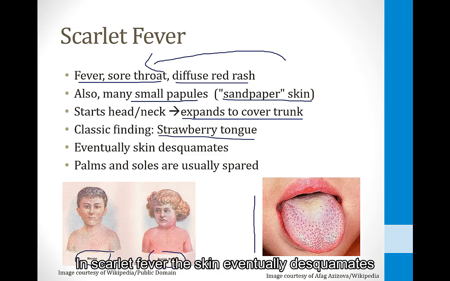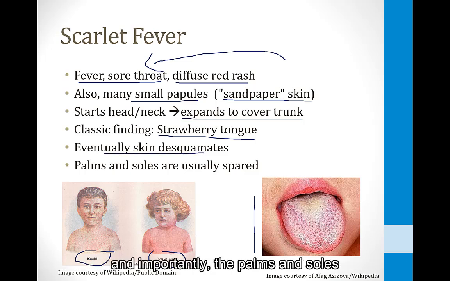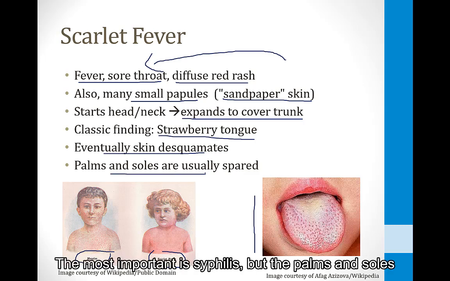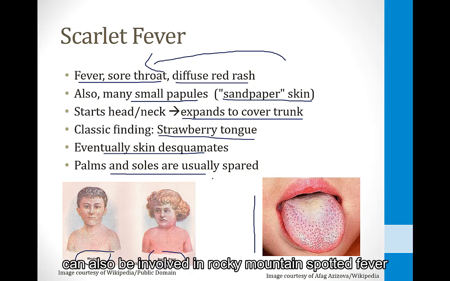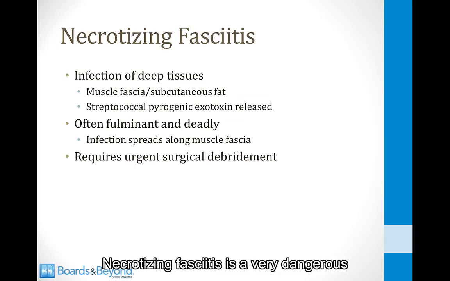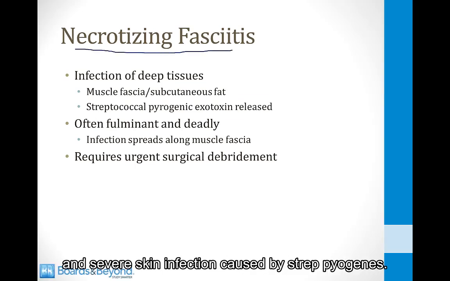In scarlet fever, the skin eventually desquamates, and importantly, the palms and soles are usually spared by the rash. There are only 3 infectious rashes that typically involve the palms and soles. The most important is syphilis, but the palms and soles can also be involved in Rocky Mountain spotted fever and Coxsackie virus infections.